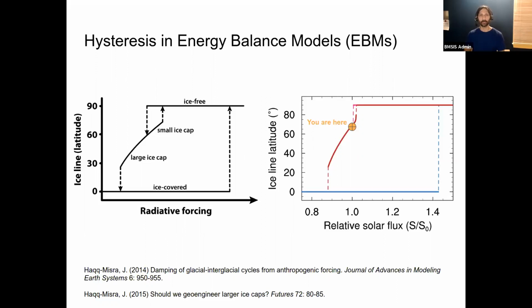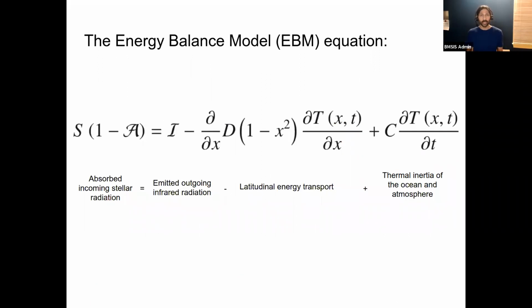The energy balance model is described by a fairly simple equation. On the left side, we have absorbed incoming stellar radiation, where S is the stellar constant. We have 1 minus the planetary albedo, and that equals the emitted outgoing infrared radiation, the OLR, we sometimes say. And then the middle term is latitudinal energy transport. x, in this case, is latitude, so that's the one dimension that we have.